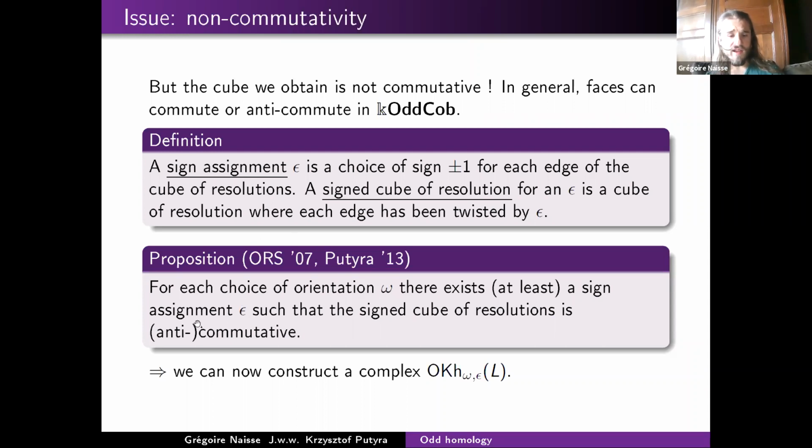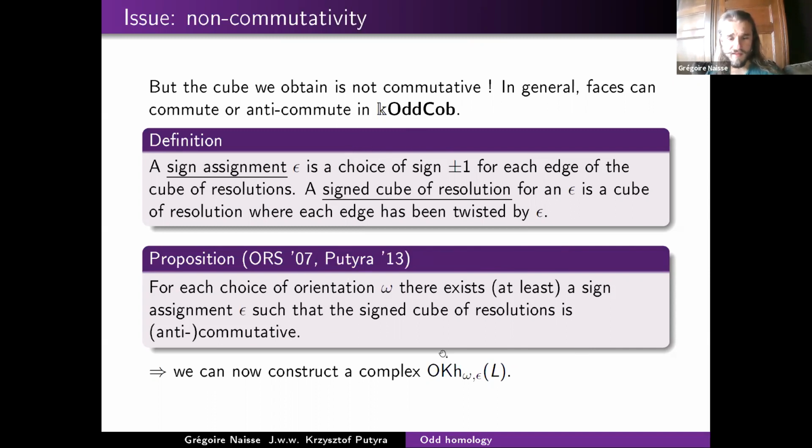And the argument to do that is that if you look at your cube of resolution and you look at the signs each face has, this is basically a cocycle. And because your cube is contractible, this cocycle has to be a coboundary. And this coboundary gives you the sign, basically. Maybe this answers the question that I was asked before.